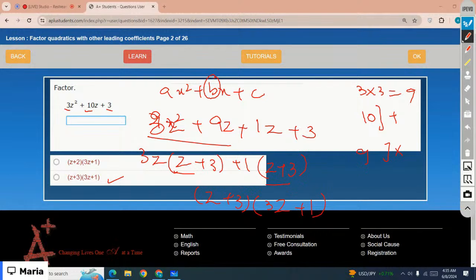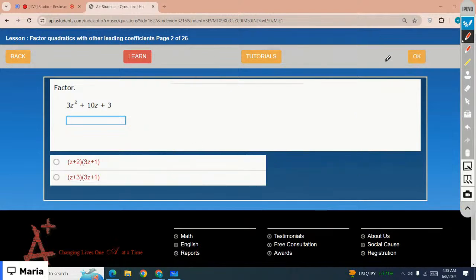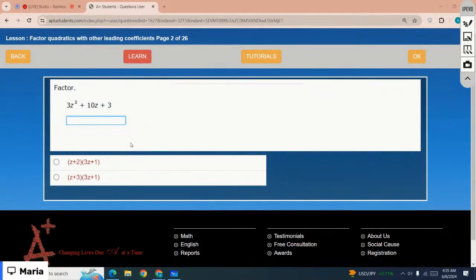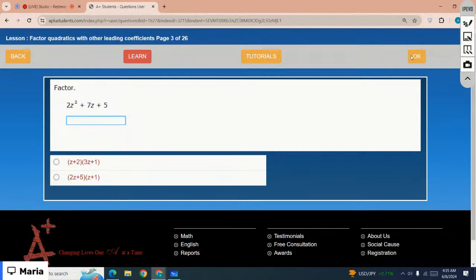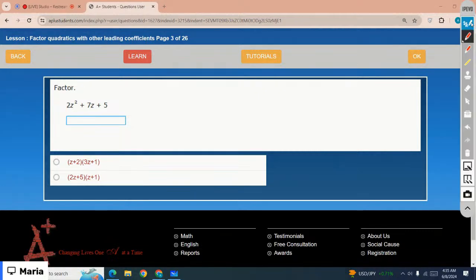So the next example is 2z square plus 7z plus 5, right? So you have to do 2 times 5, that is 10. So you have to factor out that 7. When you add two numbers, they make 7, and when you multiply, they make 10. So 2 plus 5 is 7, and 2 times 5 is 10.